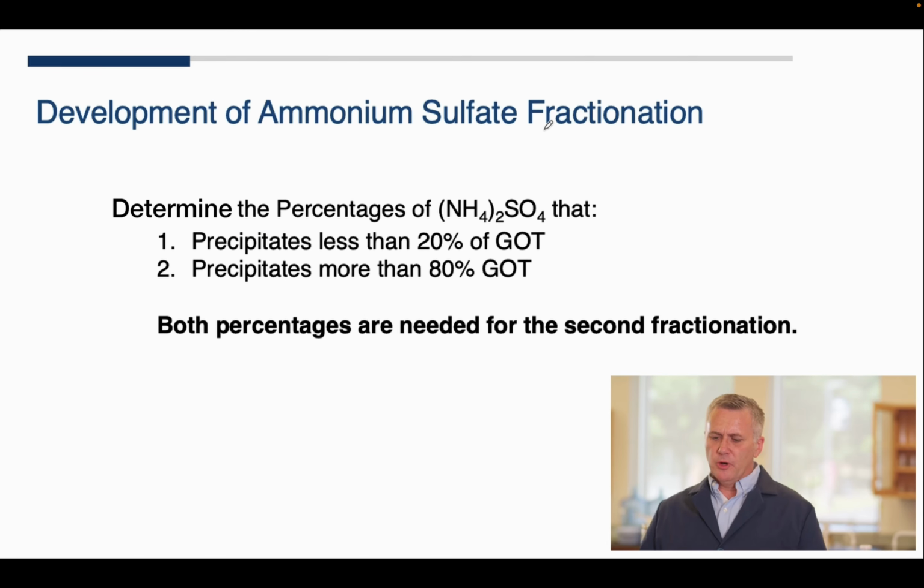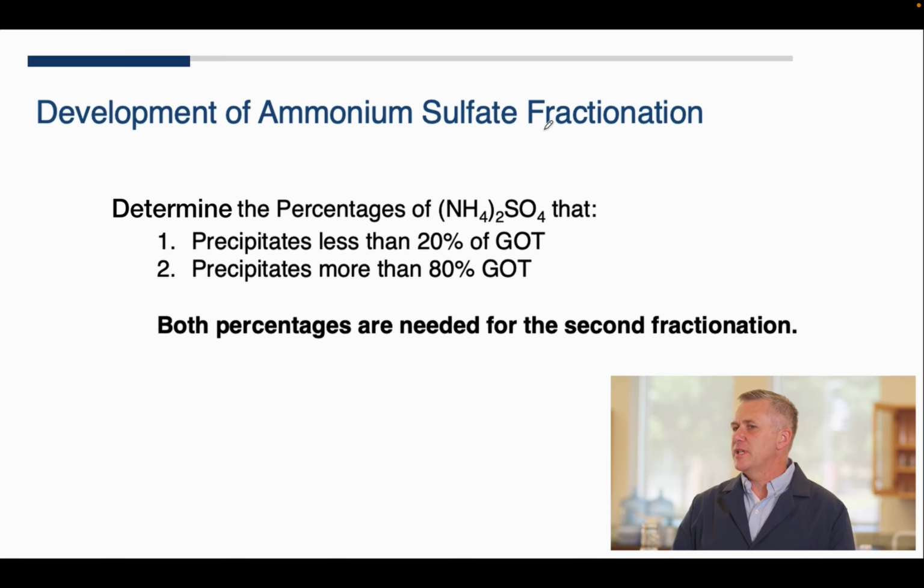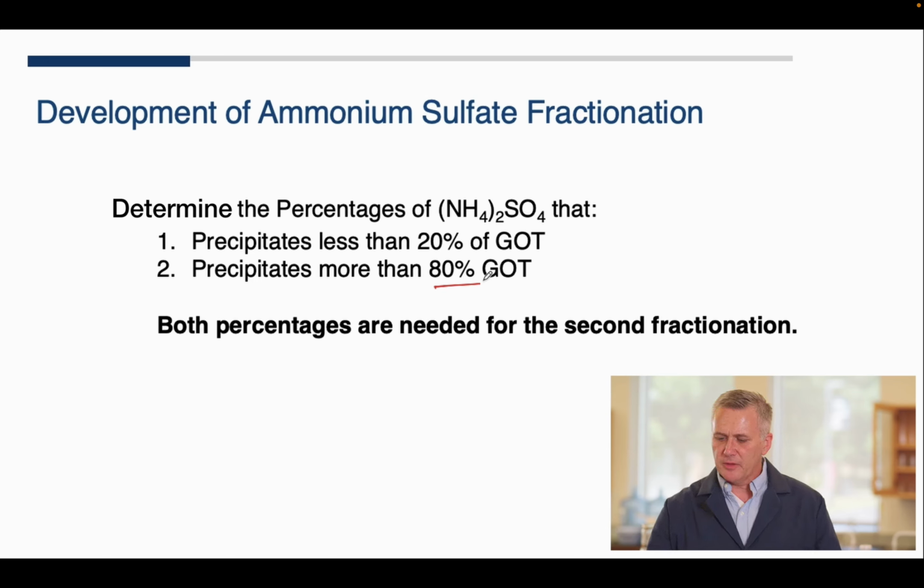All right, so we also then needed to develop the ammonium sulfate fractionation. Our goal of this is twofold. Number one, we want to find a level where it precipitates less than 20% of GOT, so getting rid of lots of other proteins but leaving the majority of GOT. And we're actually going to lose a little bit of GOT. That's okay, because we're going to get back a lot of GOT when we find a percentage that allows us then to recover a vast majority of the GOT. And so both percentages are needed for the second fractionation step.